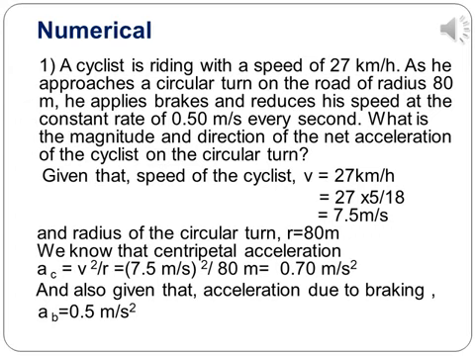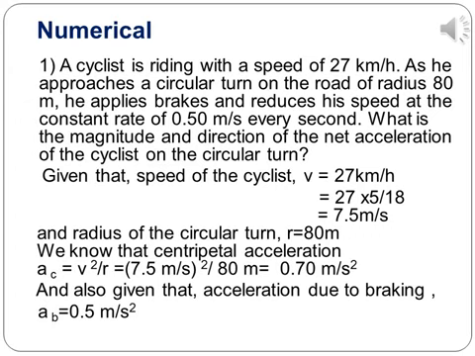Question is, a cyclist is riding with a speed of 27 km per hour. As he approaches a circular turn on the road of radius 80 meter, he applies brakes and reduces his speed at the constant rate of 0.50 meter per second every second. What is the magnitude and direction of the net acceleration of the cyclist on the circular turn?